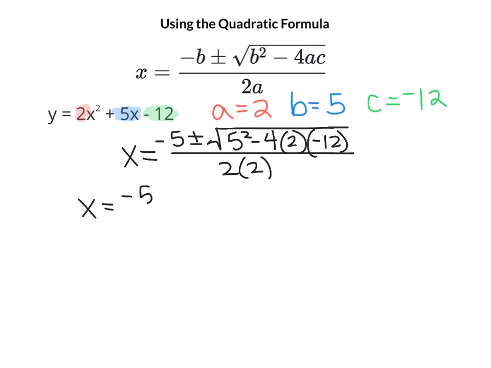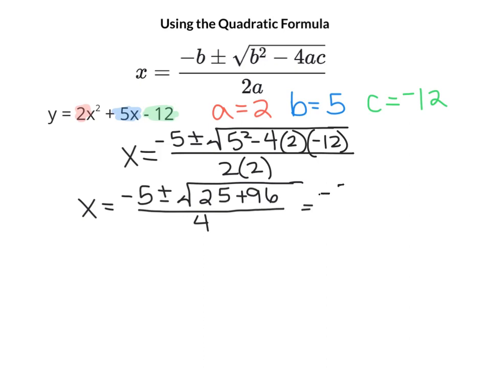So we've got negative 5 plus or minus, well, let's see, 5 squared is 25. And then I take negative 4 times 2 times negative 12. I'm going to treat that minus 4 as a negative 4. So negative 4 times 2 is negative 8. Negative 8 times 12 is going to give me a positive 96. And all of that's going to be divided by 2 times 2, which is 4. So let's simplify this just a little bit more.